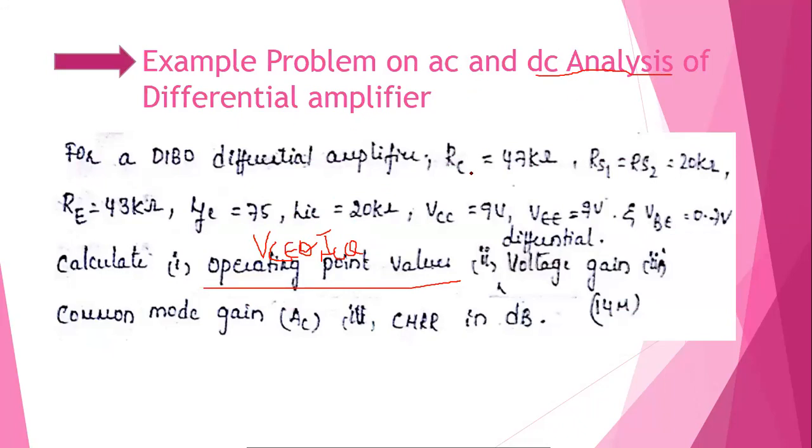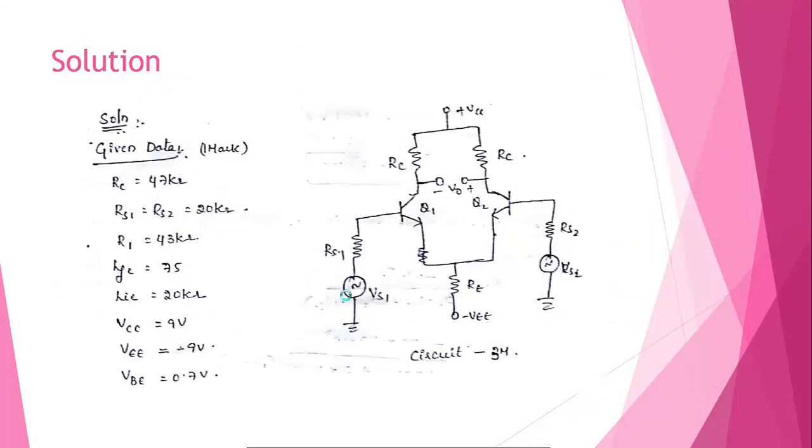Whereas from the AC analysis, we are going to find out differential gain, common mode gain, and CMRR. Here we are not going to find out input resistance as well as output resistance. From differential gain and common mode gain, we are going to find out the CMRR in this circuit. So this is the question that we have.